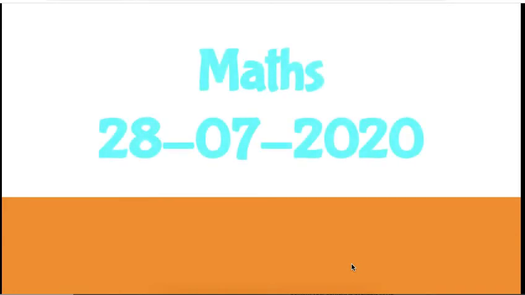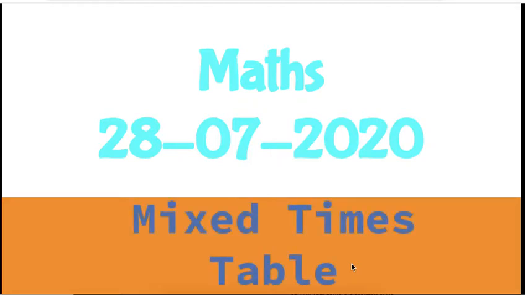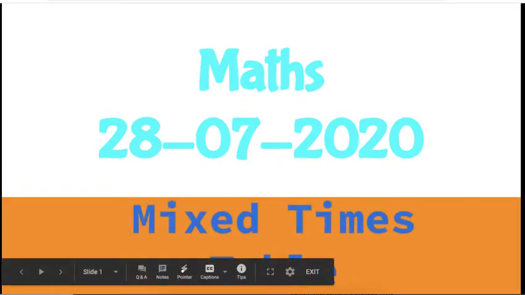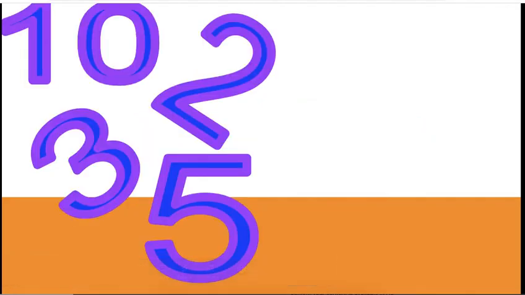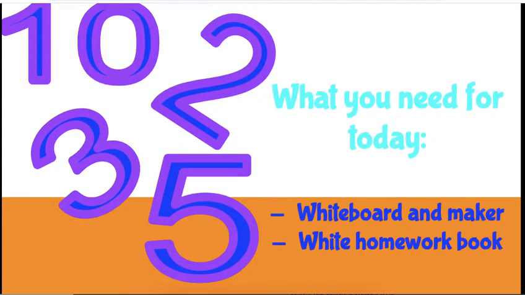Lesson. And today's date is the 28th of July, 2020. And today we are going to be revising our mixed times tables. As you can see, those are all the ones that you've done for today. Whiteboard and the marker is needed and your white homework book. So we've done the 2, the 3, the 5 and the 10 times table.